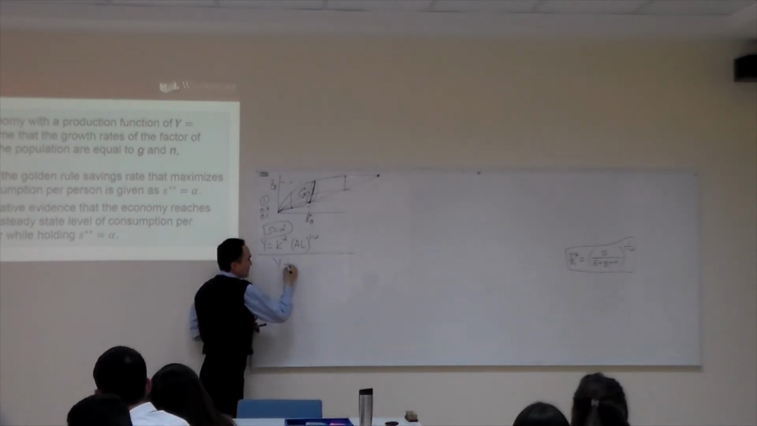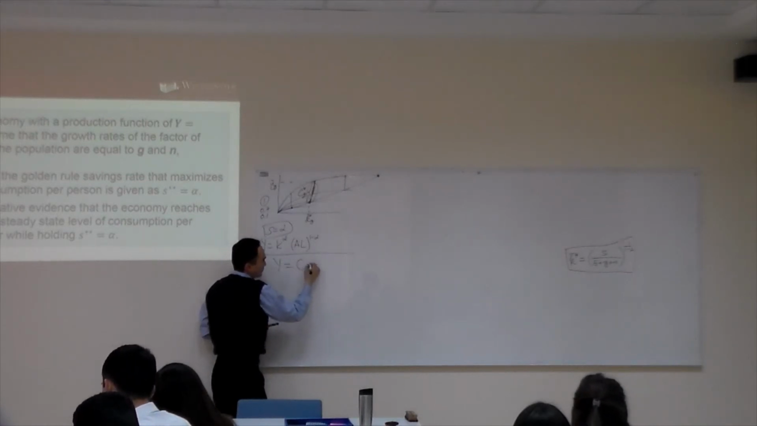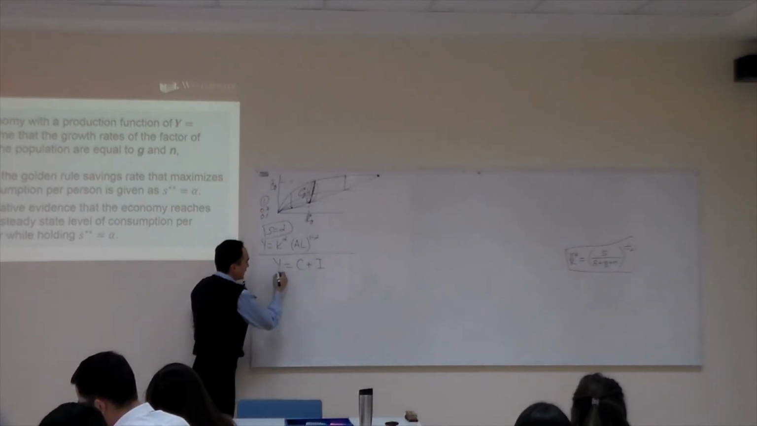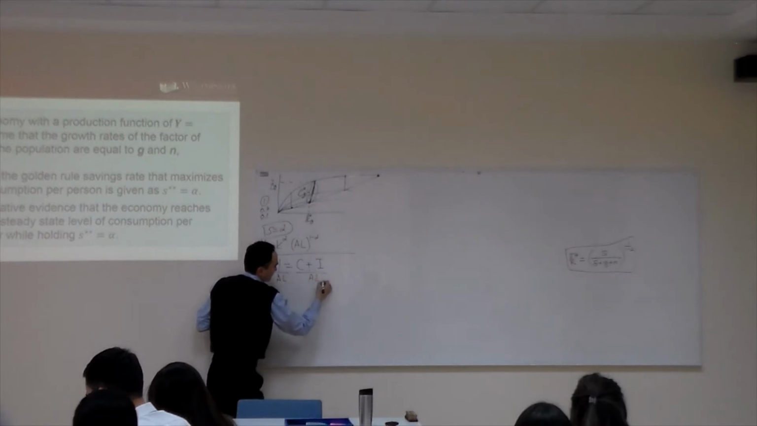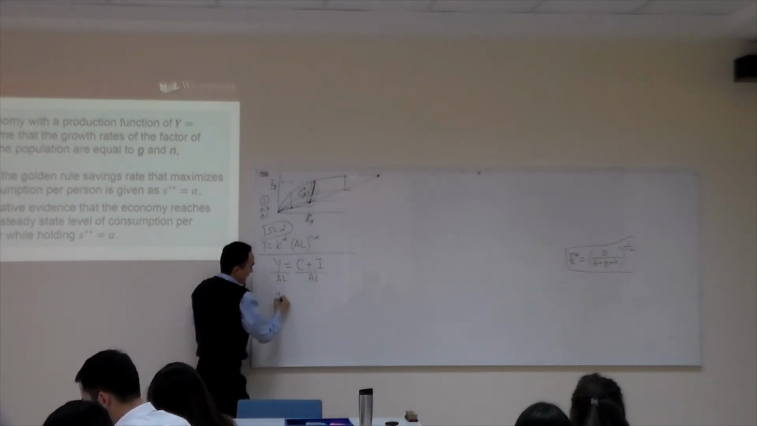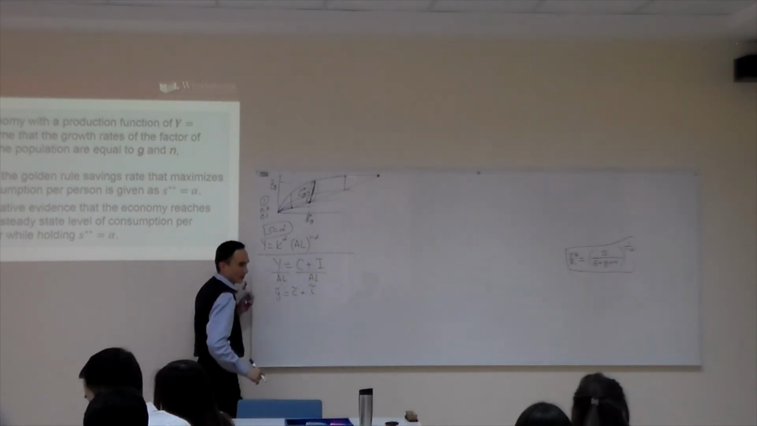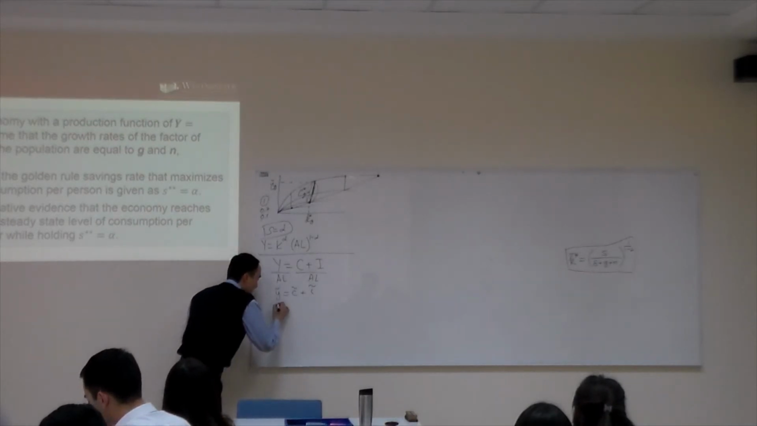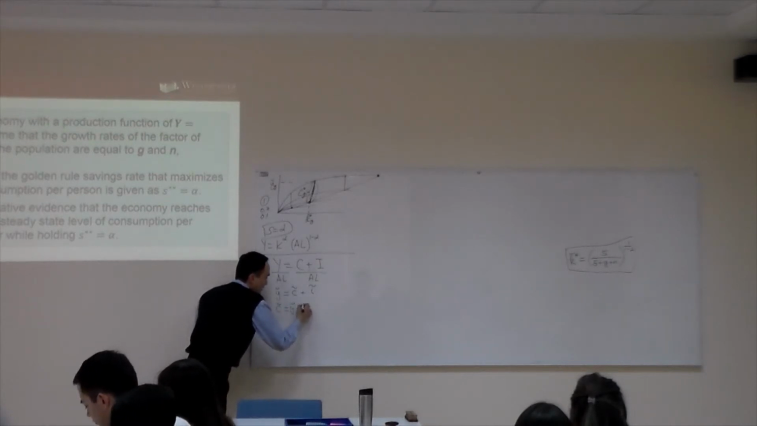Our output is equal to consumption plus investment, right? If I divide both sides by effective labor, it will give us output per effective labor is equal to consumption per effective labor plus investment per effective labor. Okay? And our consumption per effective labor is equal to output per effective labor minus investment per effective labor.